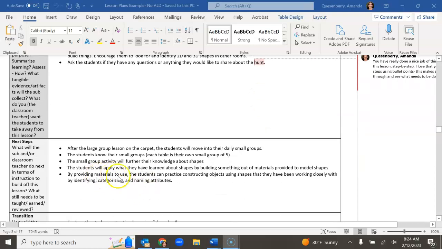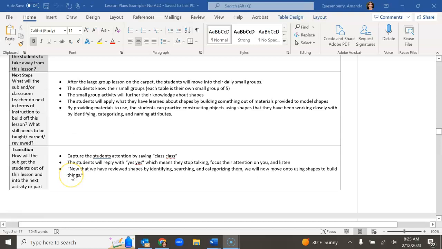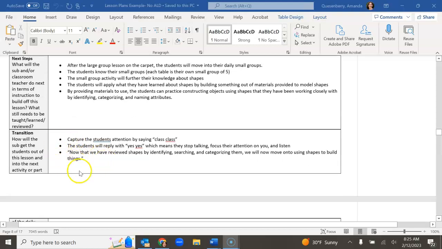We also need to be thinking about next steps. So what will the students do in the small group activity to reinforce what they learned in this large group activity? What will they do the next day related to this particular topic, etc.? Thinking about transitions, we've talked about how challenging transitions can be. We want to be thinking about how we might transition students to the next lesson or the next thing that's going on in the activity for the day in the classroom.